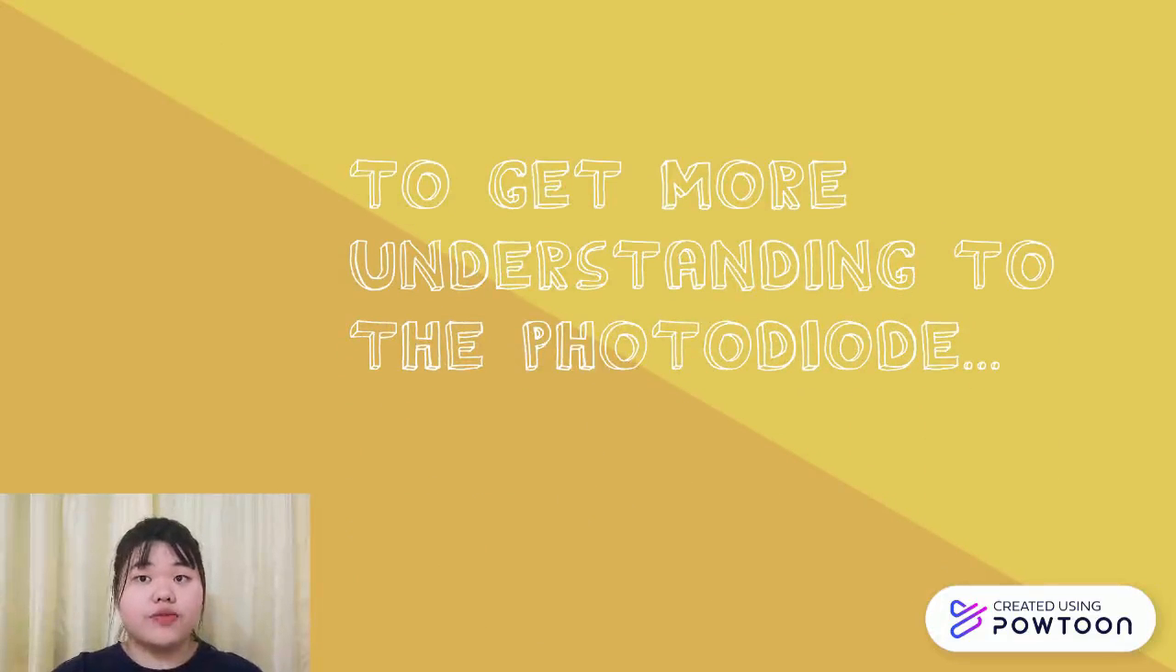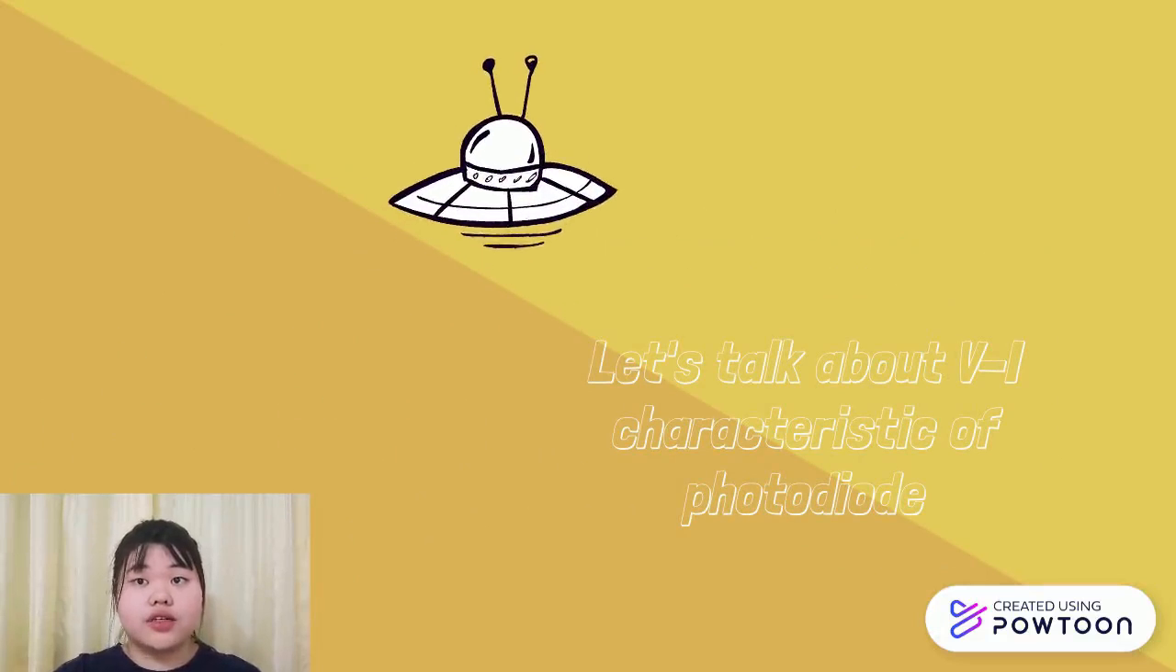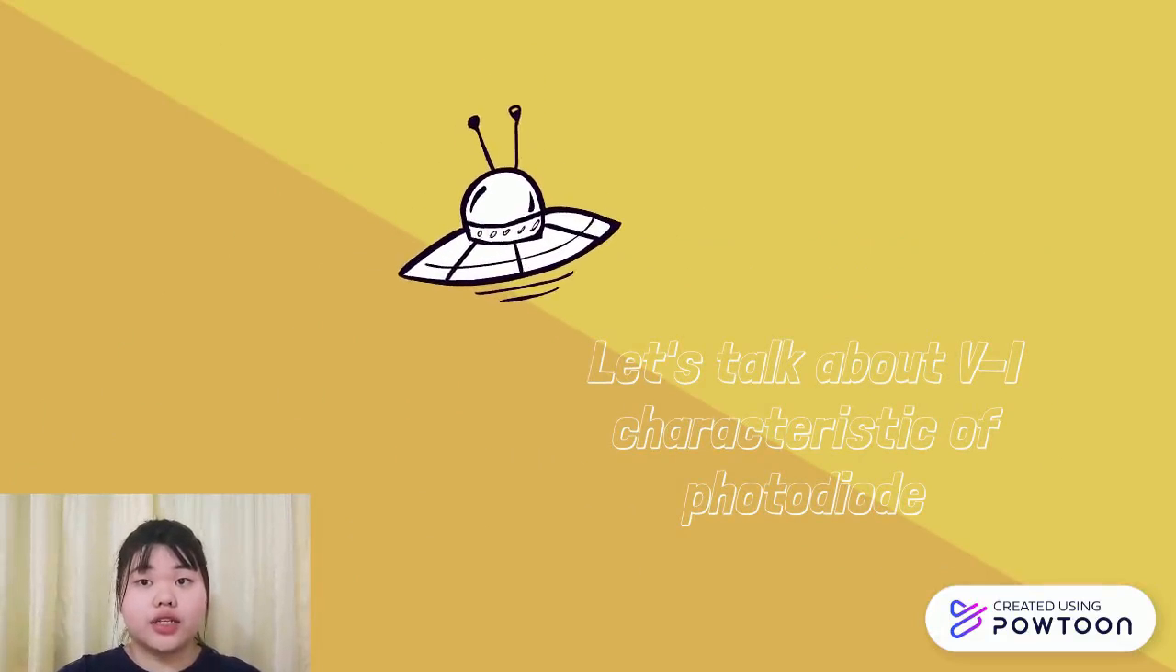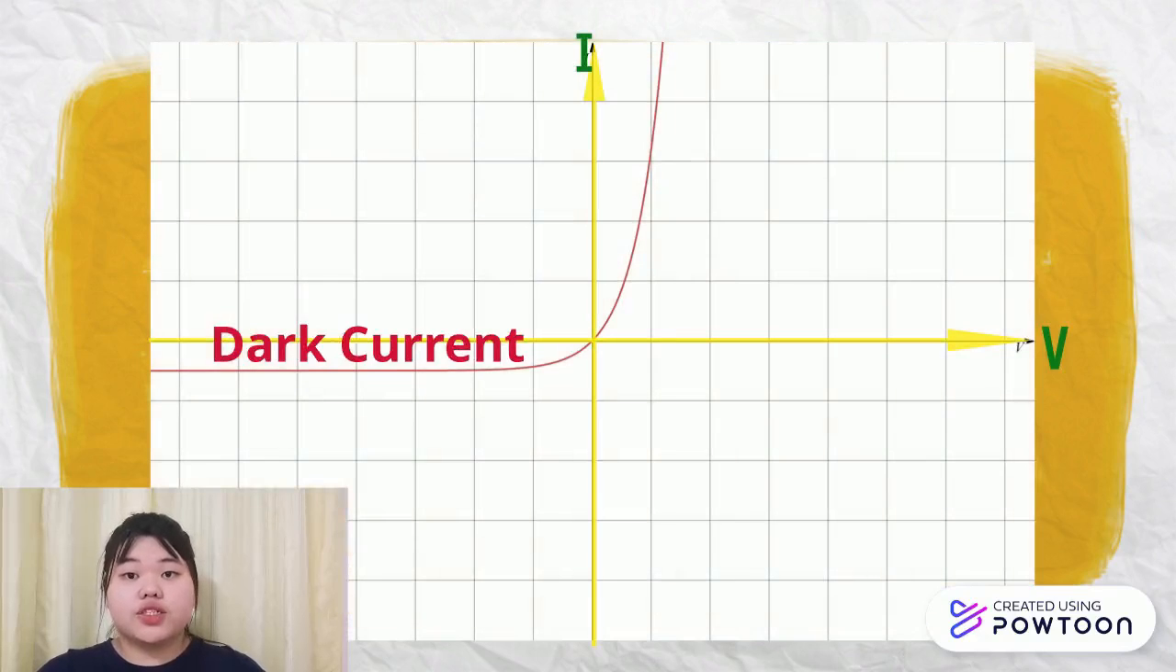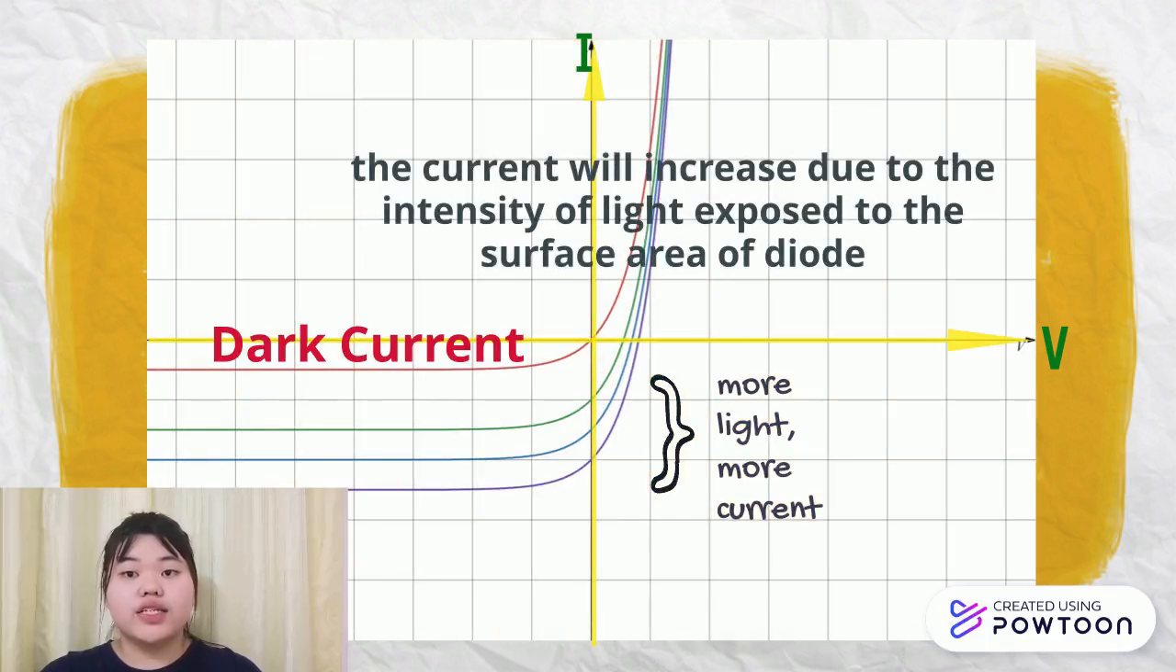To get more understanding of the photodiode, let us talk about the VI characteristic of the photodiode. Since the voltage is reverse biased, we get the current in the third quadrant of the graph. First, we can see that the dark current is shown in the graph. Dark current is a minority current flowing through the circuit when the light is off, so the curve of the dark current is near the axis. Then, after we turn the light on, we can see that our current is increasing. This is because the current increases with the intensity of light exposed to the surface area of the diode.